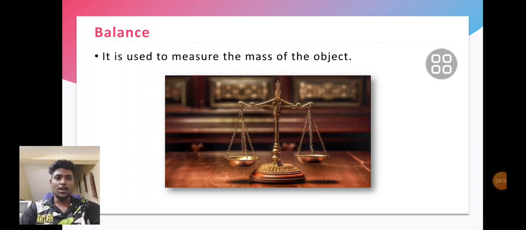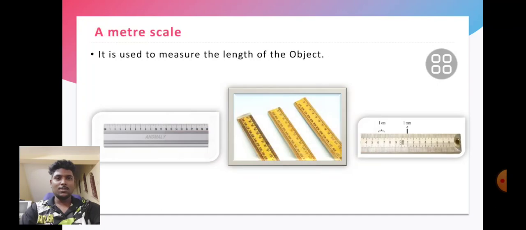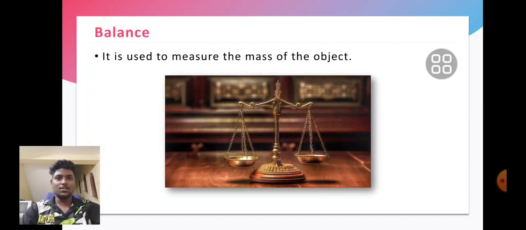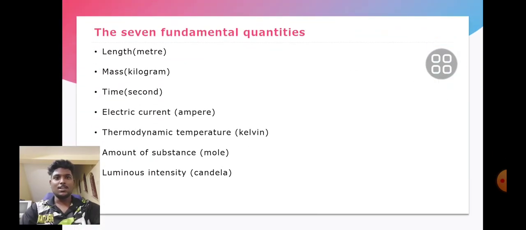And now we are going to see about the 7 fundamental quantities, and we are going to see the first three basic fundamental quantities in this continuity. The 7 fundamental quantities are length, mass, time, electric current, thermodynamic temperature, amount of substance and luminous intensity.